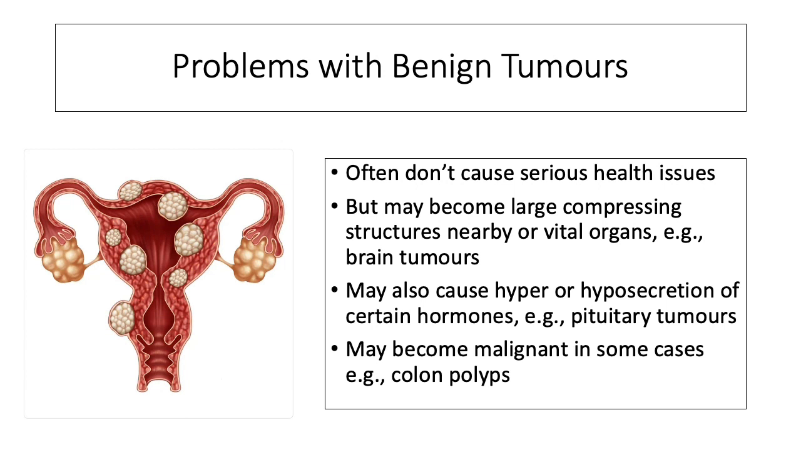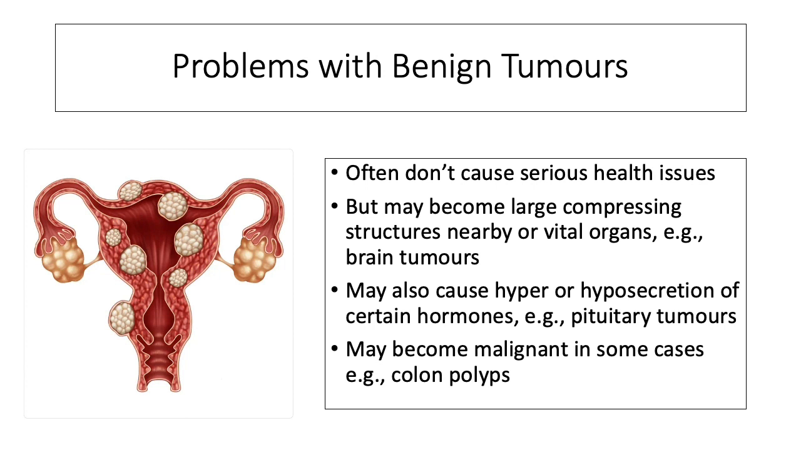So, although benign tumors don't really cause serious health issues, generally speaking, they may become large enough to start compressing structures nearby or vital organs, like we have brain tumors, or if you've got one in the chest close to the lung, it would start compressing your trachea, and then somebody could have difficulties in breathing. But in addition to that, if these tumors are growing close to hormone-producing glands, you could have either hypersecretion or hyposecretion of certain hormones, which could cause people to become sick. For example, if you've got pituitary tumors.